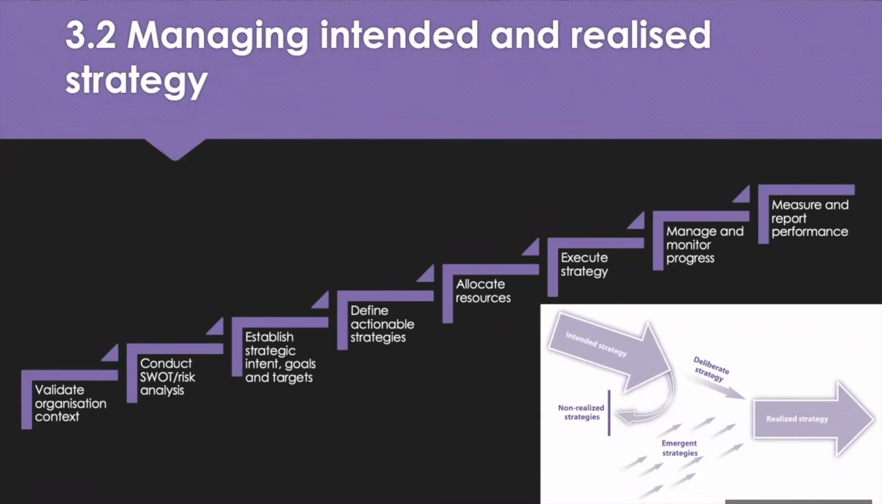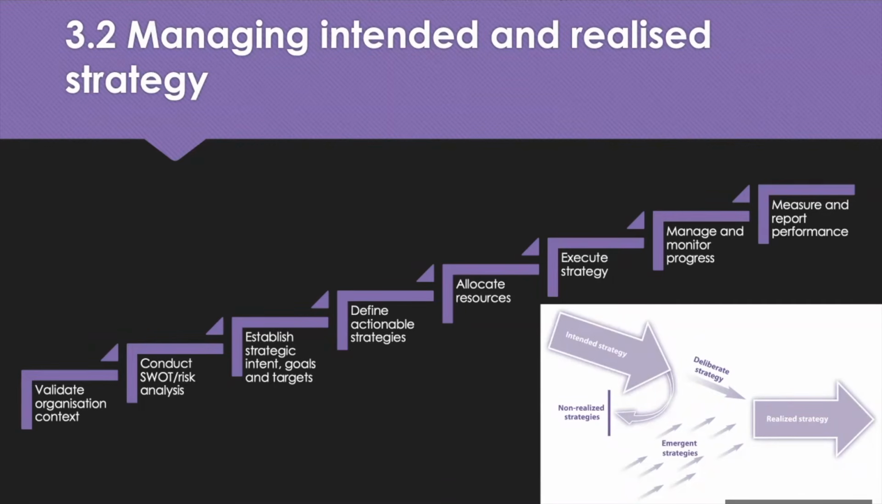So the strategic planning cycle starts with firstly validating the organisational context, which is a planning stage of that strategy. Then you conduct your SWOT analysis and establish your goals and targets, which are your strategic intents. Define the actionable strategies, allocate your resources, execute the strategy, but then also manage, monitor progress and measure and report on that as well.